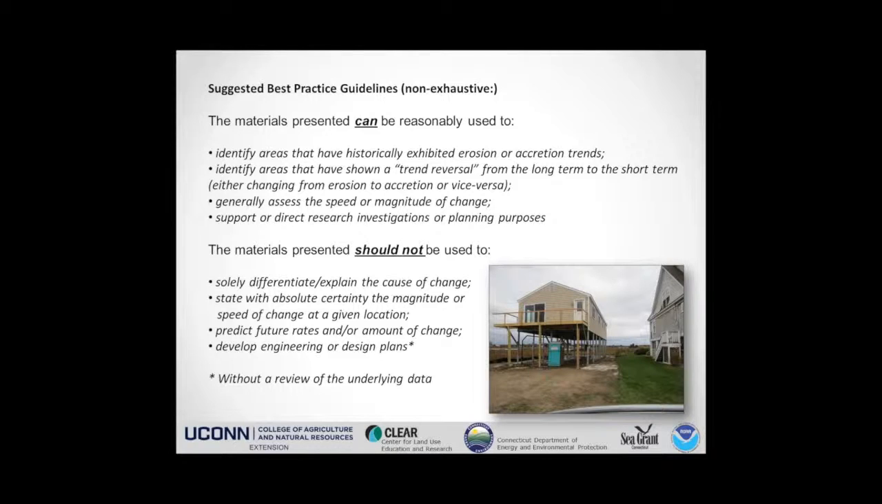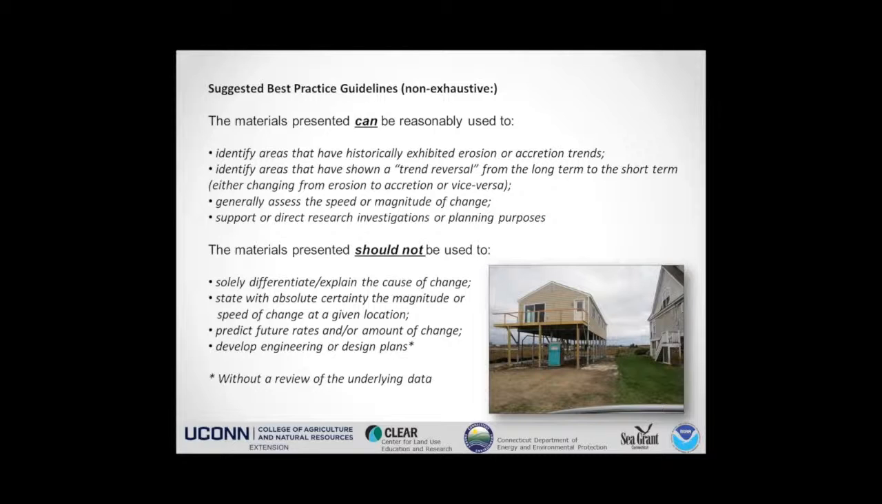So here are some suggested best practices. This is not limiting to everything, of course, but we feel that these materials can be reasonably used to identify areas that have historically exhibited erosion or accretion, identify areas that have shown a trend reversal from long-term to short-term. So that's where it's trended to erosion over one time frame and then switched. Generally assess the speed or magnitude of change, or support additional research investigations or planning purposes.